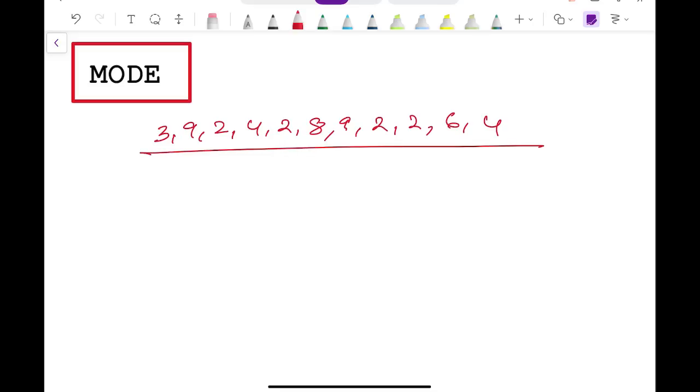If you look at this one, just count the number which is occurring the maximum times. 1, 2, 3, 4. 2 is occurring 4 times. But if you look for 4, 4 is occurring only 2 times. What about 9? 9 is also occurring only 2 times. So the mode is nothing but 2 here. The number which is occurring the maximum times, we'll call it mode. Or the number which has the highest frequency, we'll call it mode, okay?